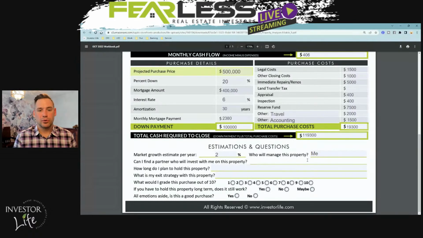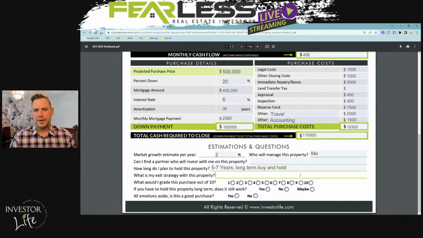Can I find a partner who will invest with me on this property? We're going to come back to that question. How long do I plan to hold this property? Well, this particular one seems to cash flow well. Our plan for this one is to hold it for at least 5 to 7 years. And it's more of a long-term buy and hold. So we'll write that in there.